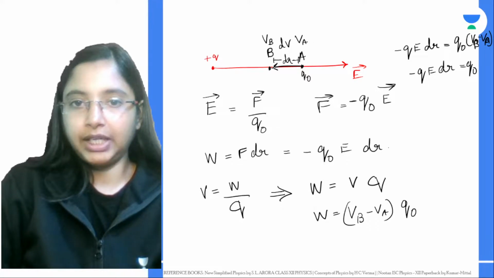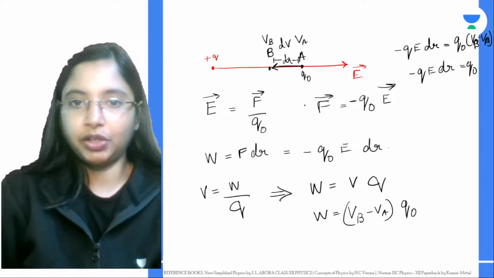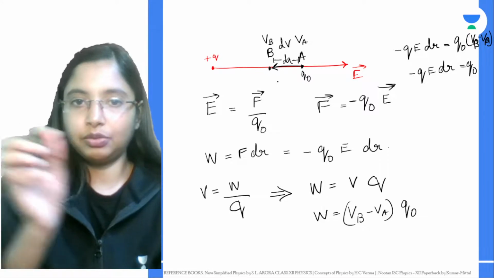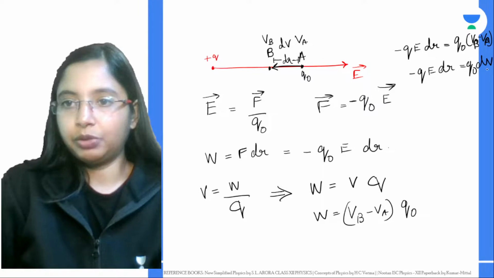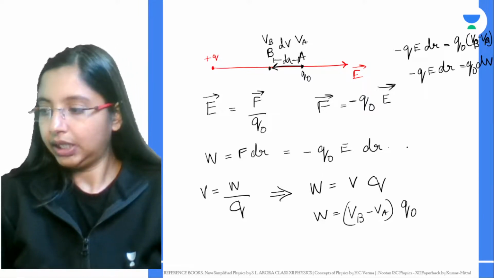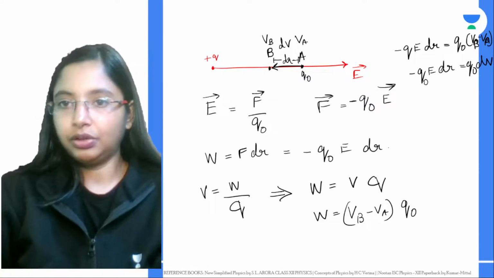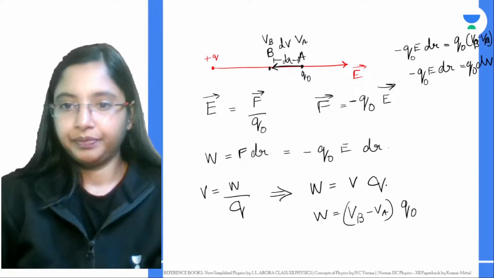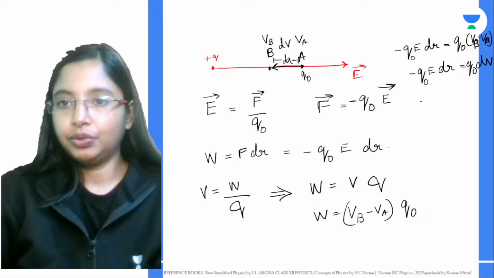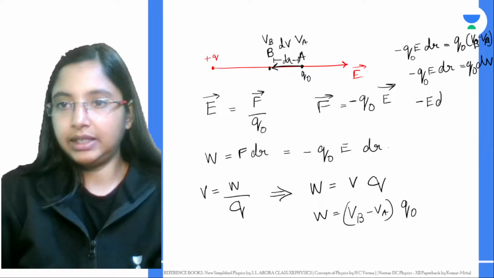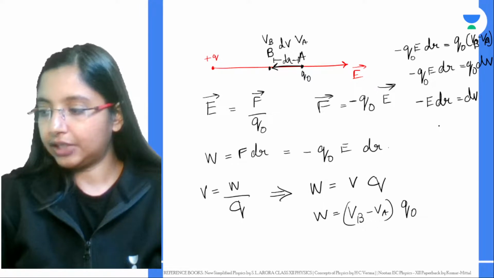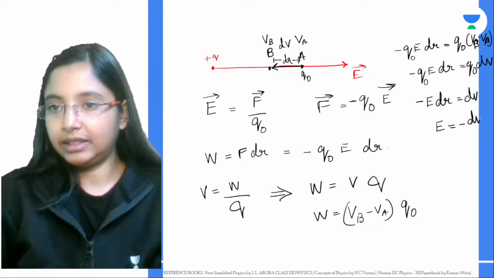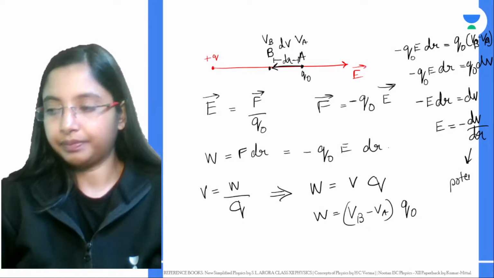Moving the charge from point A to point B, that potential is very small. We are not moving it all the way, a very small distance you're moving on the electric field line of this source charge. That potential difference is dV. From here, Q0 on both sides gets cancelled, so you will have minus E dr is equal to dV. So from here you can say E is equal to minus dV by dr. This quantity is called your potential gradient.